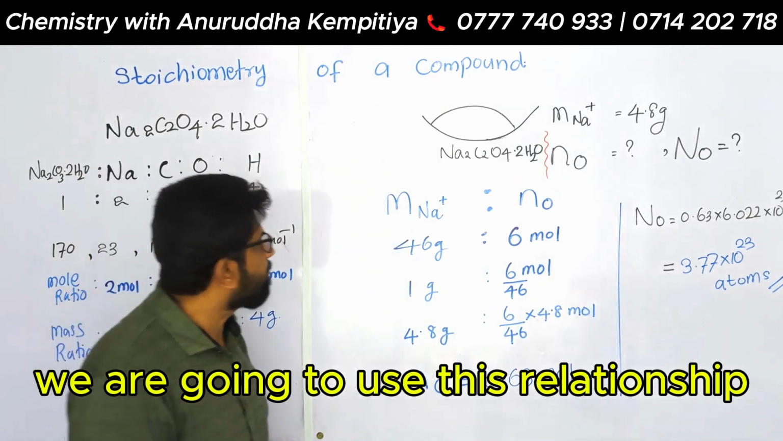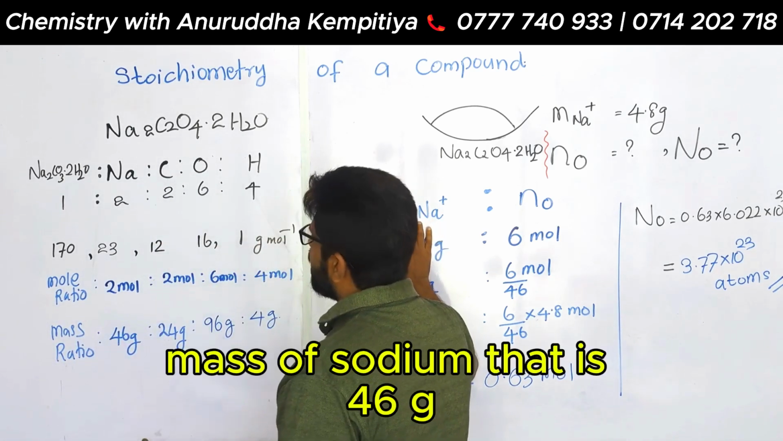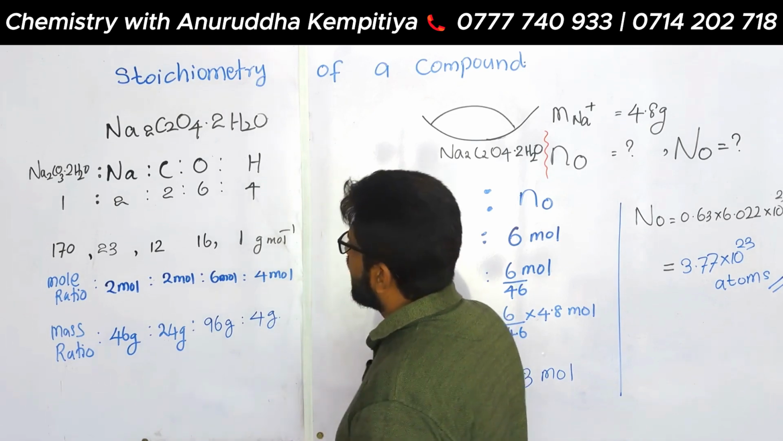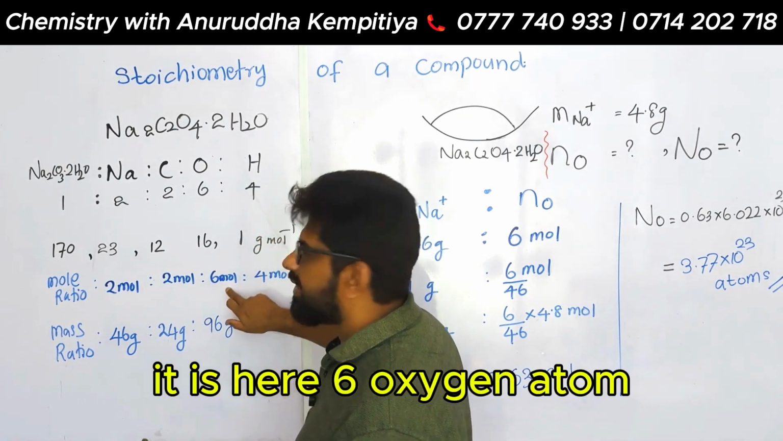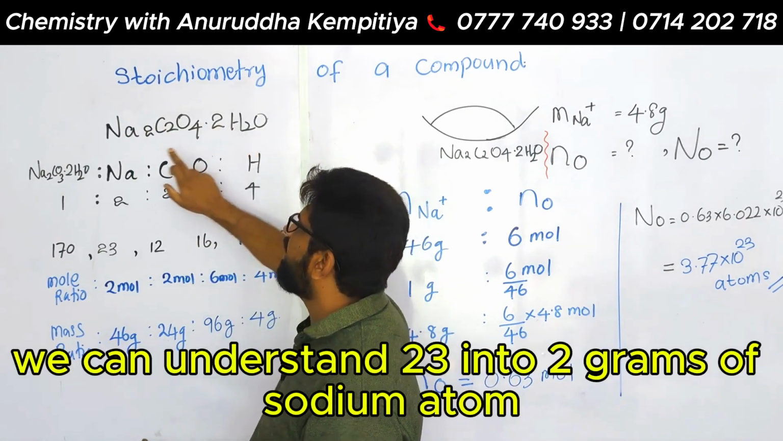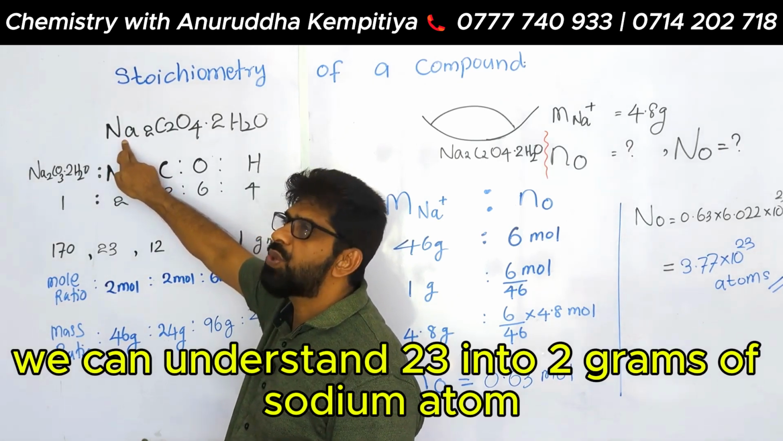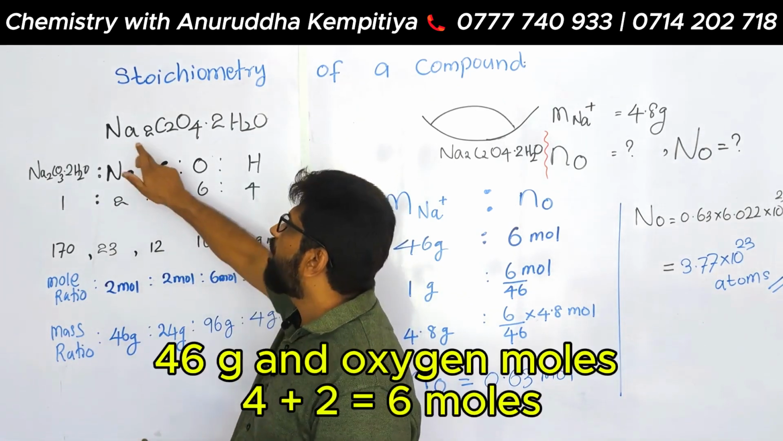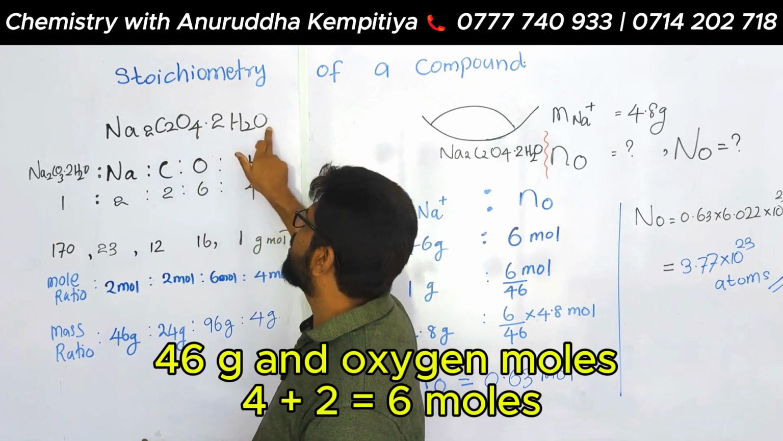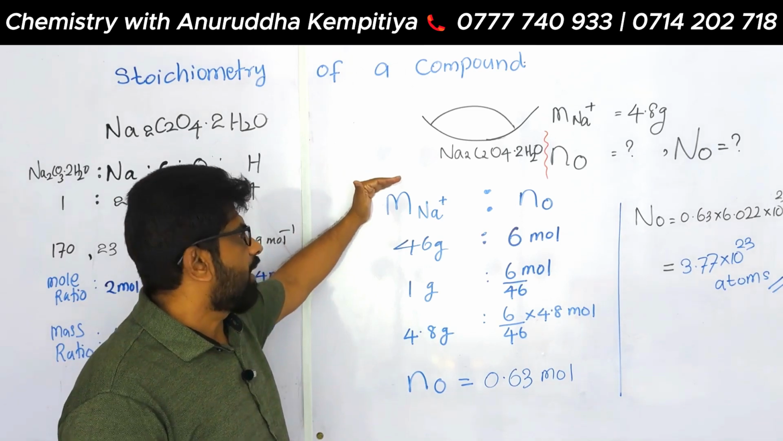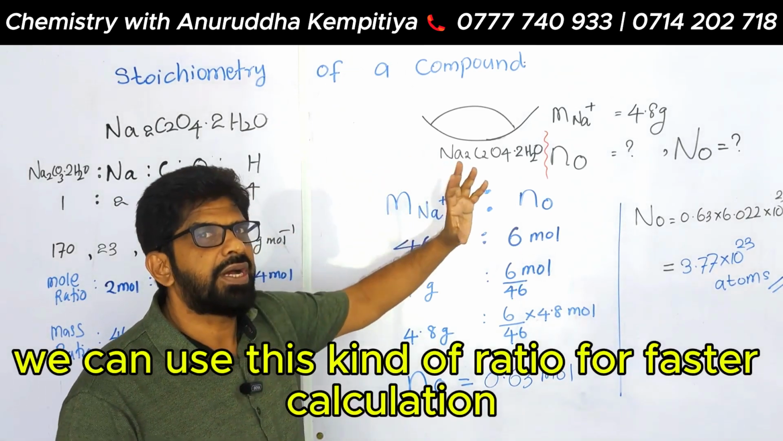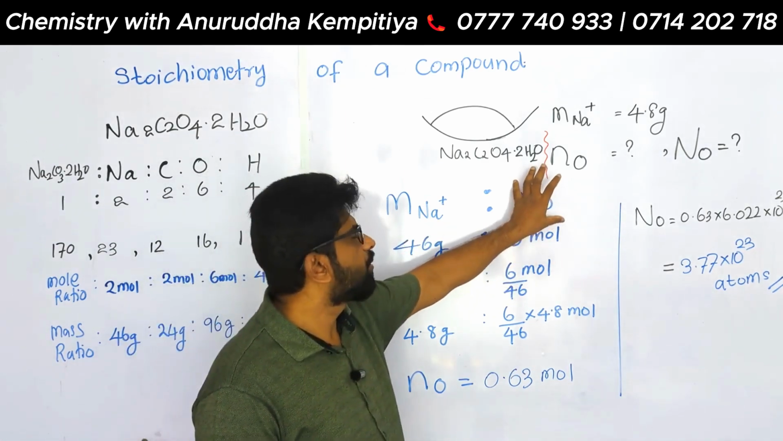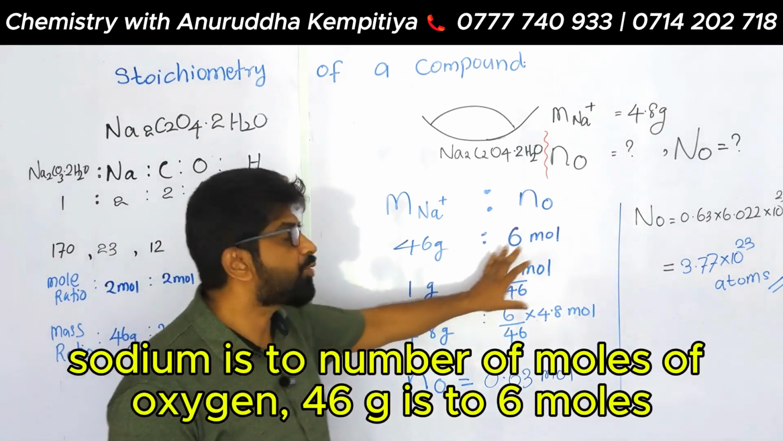So we are going to use this relationship. Mass of sodium is 46 grams. The number of moles of oxygen atoms is here, 6 oxygen atoms. When you see this formula, we can understand 23 into 2 grams of sodium, and oxygen moles, 4 plus 2, 6 moles. We can use this kind of ratio for faster calculation: mass of sodium is to number of moles of oxygen, 46 grams is to 6 moles.